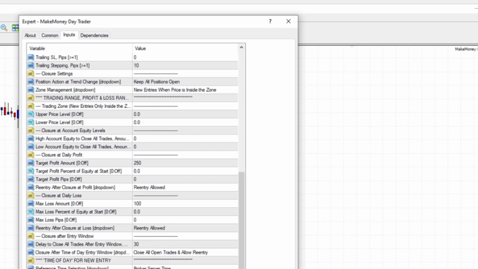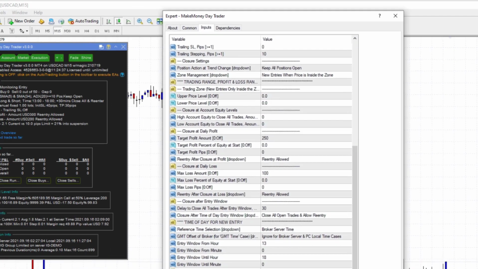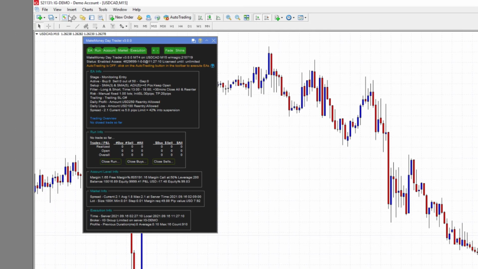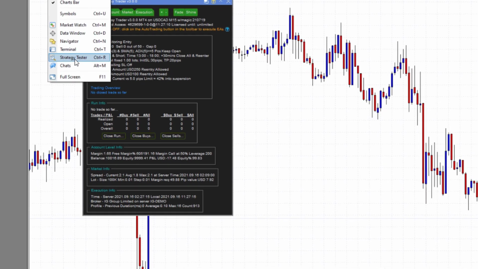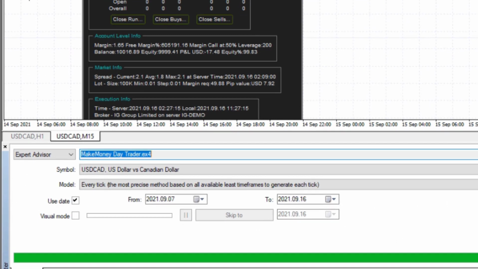So let's go and do that. And we have saved this set file. So what we do is we go to, and then I'm going to view the strategy tester. The strategy tester allows you to do exactly what I've just said.